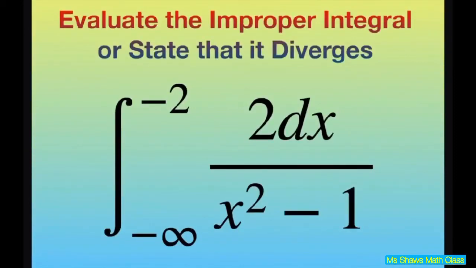Everyone, we're going to evaluate the improper integral or state that it diverges. This is improper because one of our limits, namely our lower limit, is negative infinity, and we have 2 dx divided by x squared minus 1. Now we're going to have to integrate this.